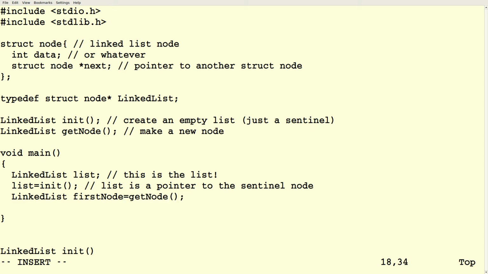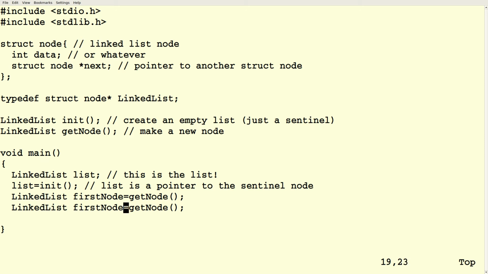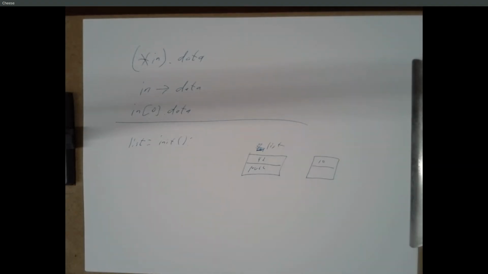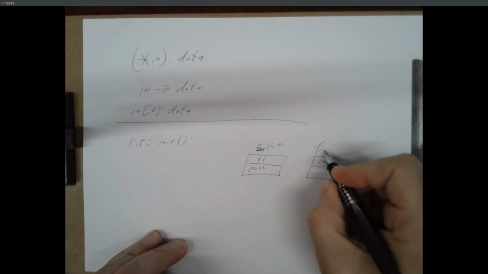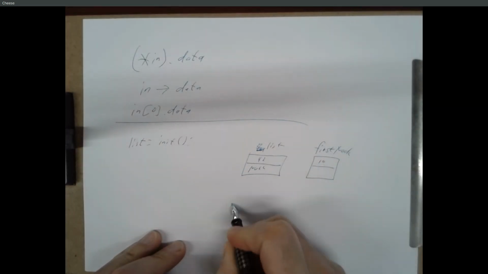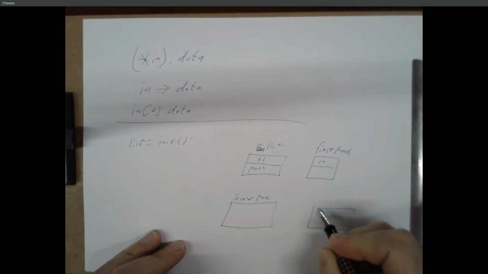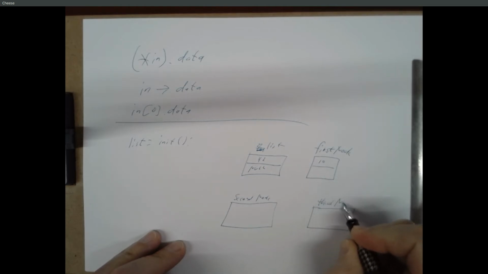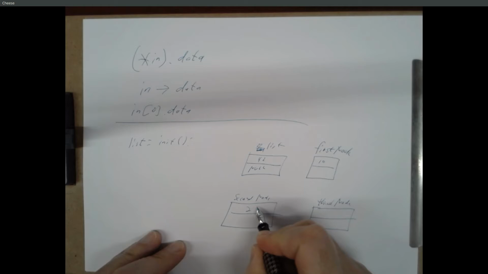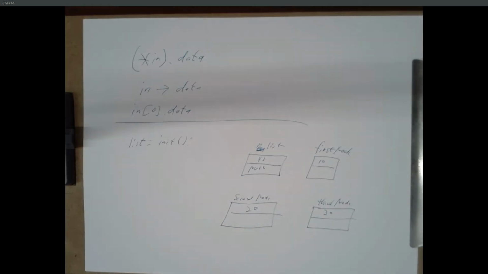So let's call get node and let's save its value in what we're going to call first node. And then let's make a second node, and then let's make a third node. So we're going to have a first node, second node, and third node. And let's build a little 3-node list by hand.